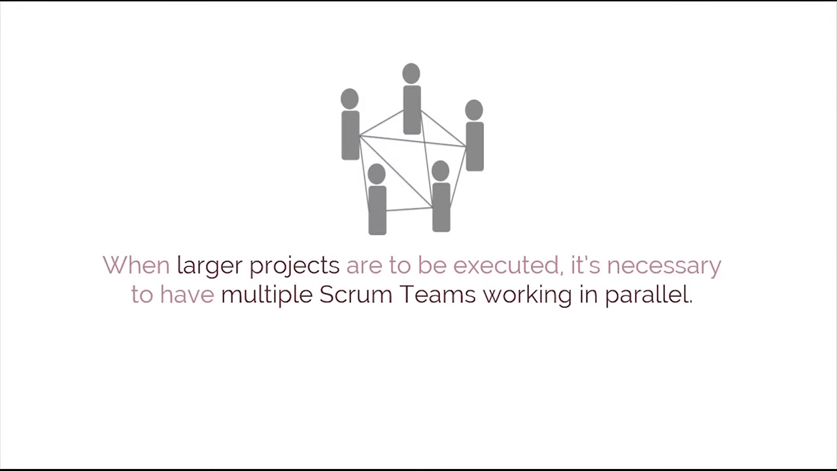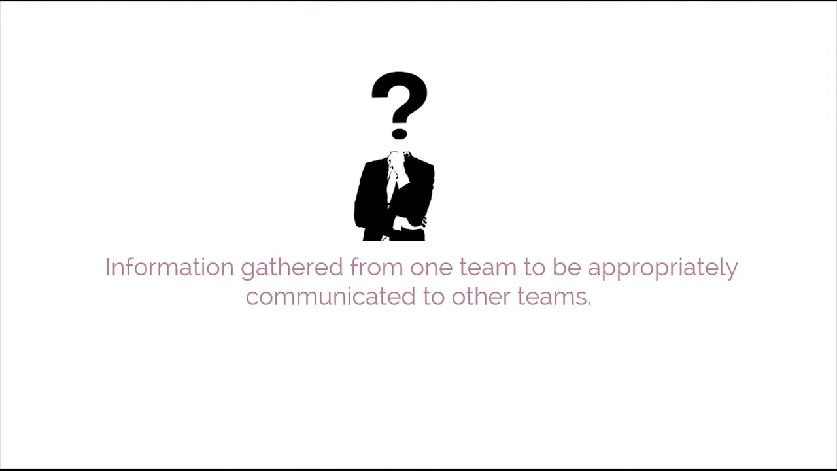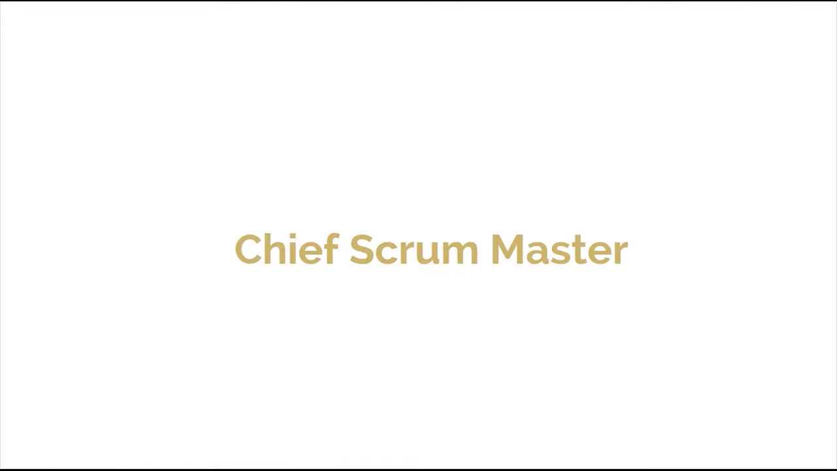Now, when there are larger projects to be executed, it's necessary to have multiple Scrum teams working in parallel. And of course, it's crucial that information gathered from one team be appropriately communicated to other teams. The Chief Scrum Master is responsible for this activity.